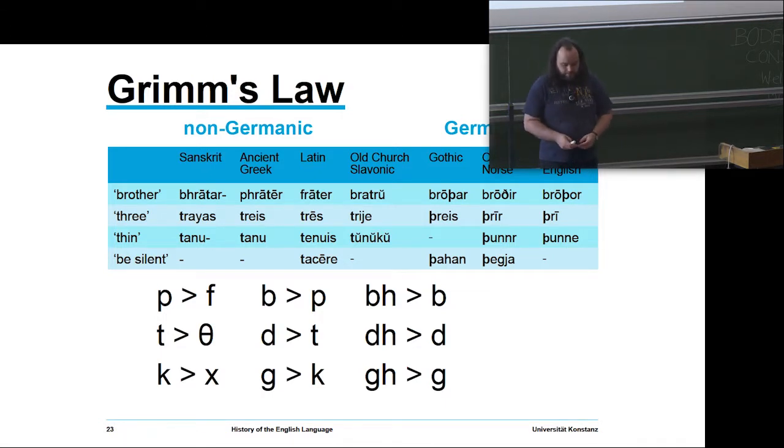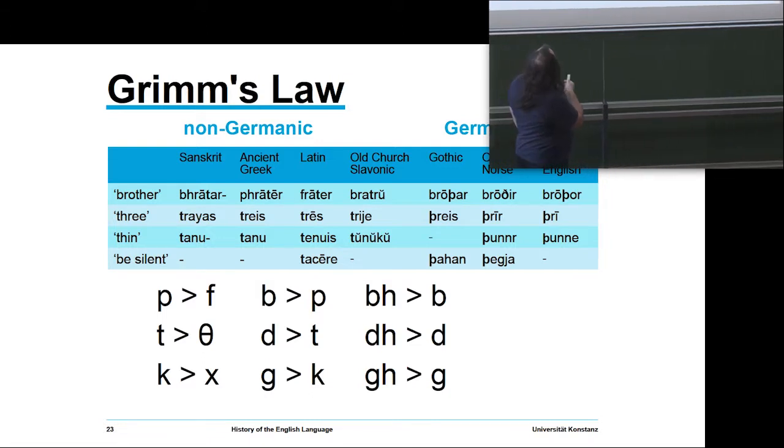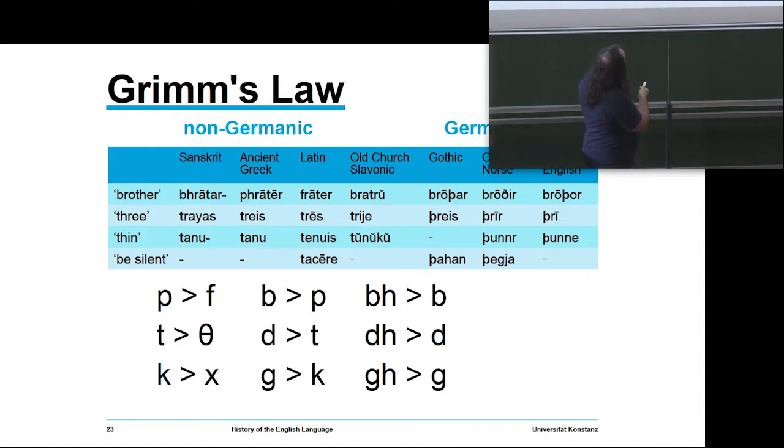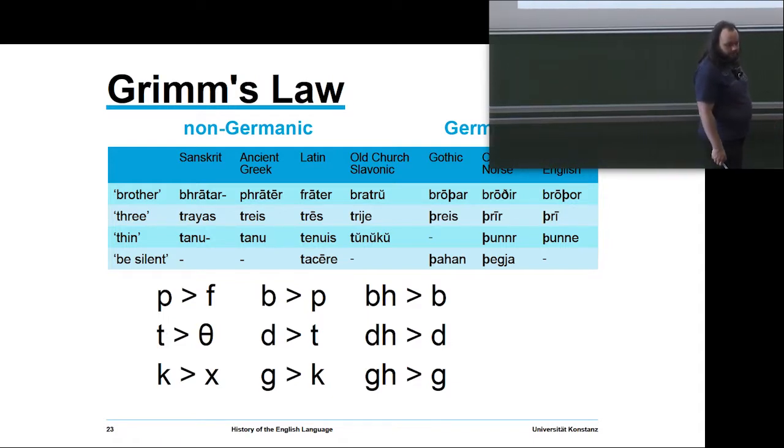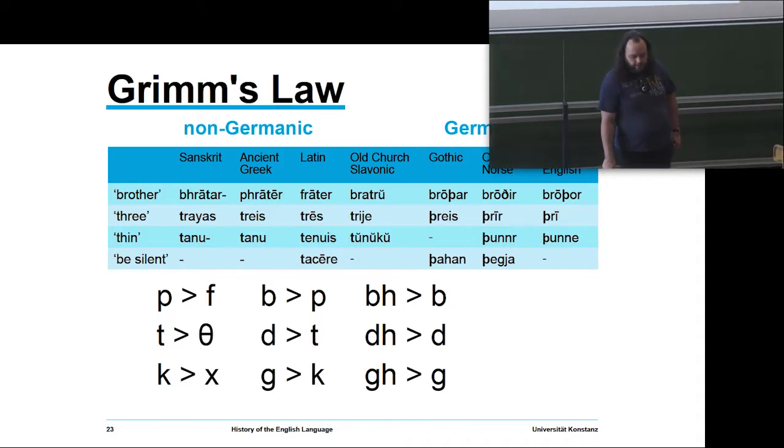So let's look at this in a little bit more detail. Here we've got a table. We've got non-Germanic languages along this side. We've got Germanic languages along this side. The thing to concentrate on here is the t's in the non-Germanic languages versus the th's in the Germanic languages. So in all of the non-Germanic languages, we've got a t here in these words. So for instance, the word for brother in Sanskrit is something like bhrātar with a t, and phrater in ancient Greek.